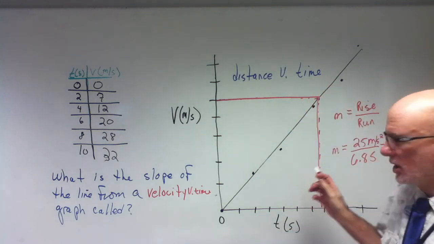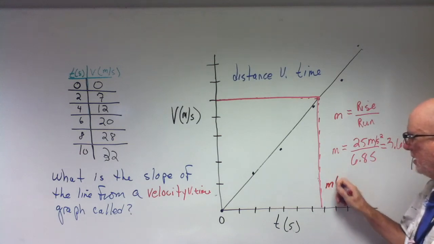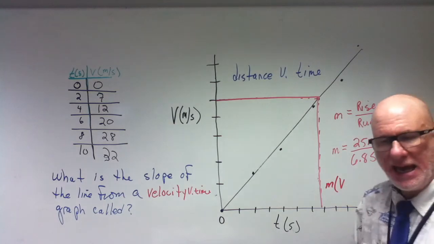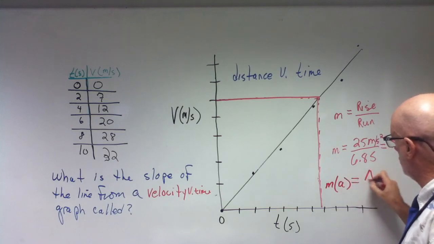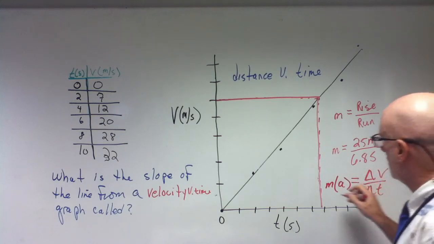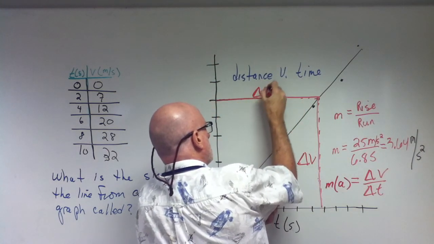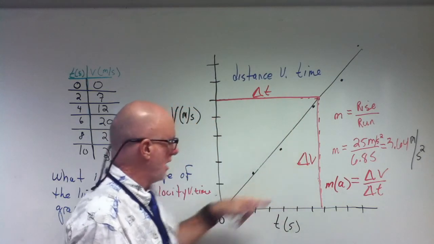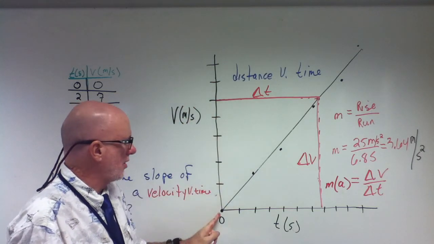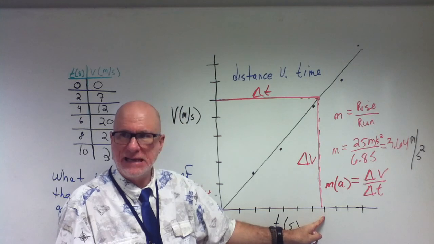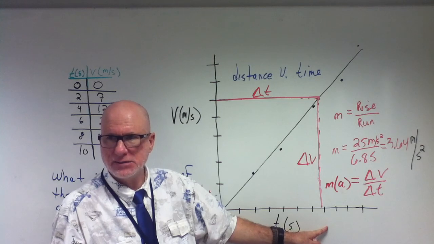Okay, so you see that this is going to be m, that's going to be acceleration, and that's going to be the change in velocity over the change in time. Here's the change in velocity, here's the change in time. So for the change in velocity, I'm going from 0 to 25, and for the change in time, I'm going from 0 to 6.8. Make sense? Do you understand how to get slope a little bit better? Okay, good.